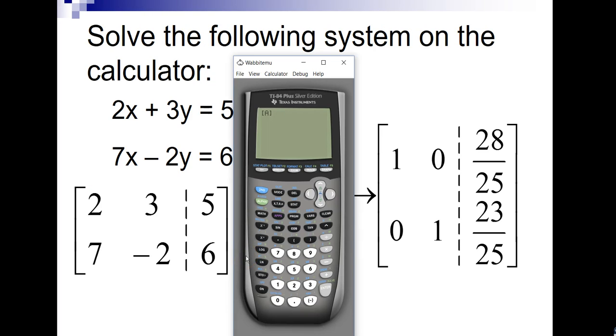Alright, so first thing we're going to do is go to second matrix, and we're going to edit and put in a 2 by 3. And 2.